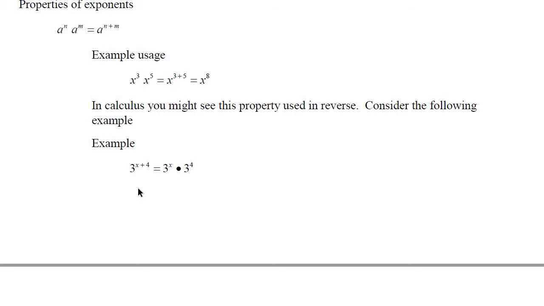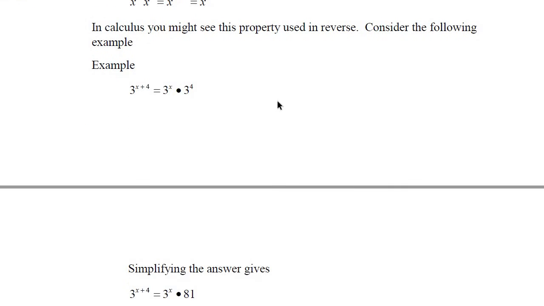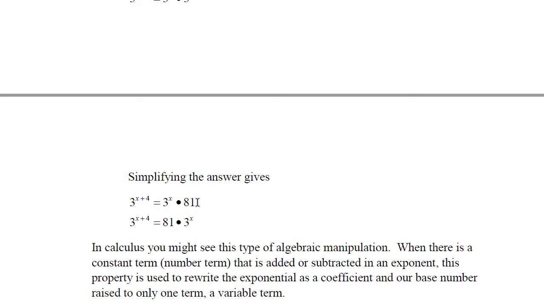So let's consider the following example: 3 raised to the x plus 4. Here I've got it written as addition, and I'm going to break it up as two things that are multiplied where the base numbers are the same. So 3 to the x plus 4 is the same thing as 3 to the x times 3 to the 4th power. And then the 3 to the 4th power will simplify and give me an 81. So 3 to the x plus 4 gives me an 81 times 3 to the x.